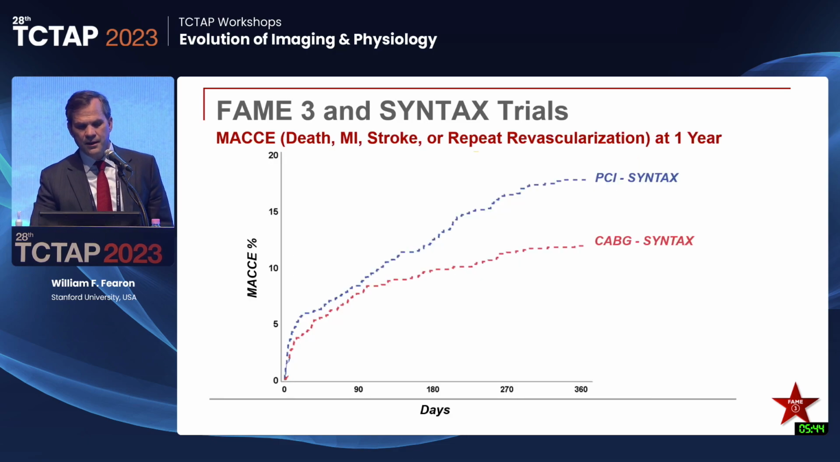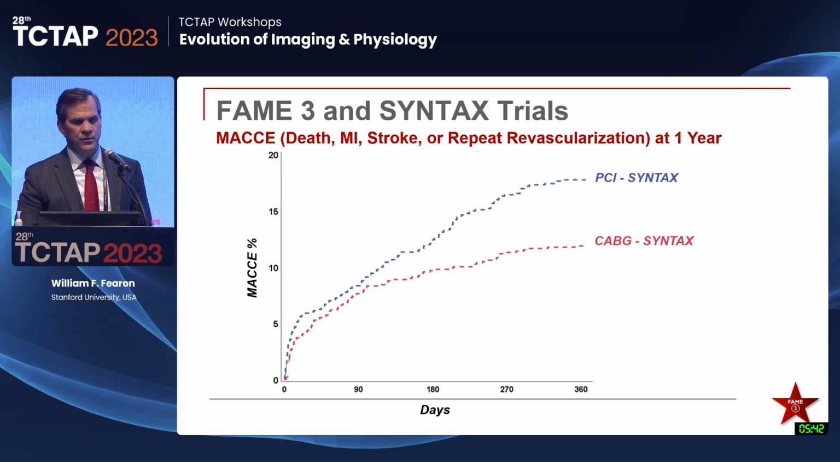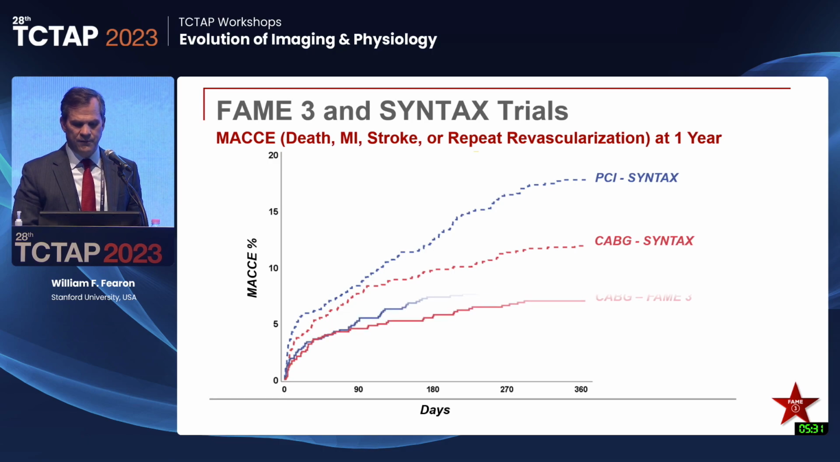Yet when you look at the one-year outcomes, which were defined in a very similar fashion and included the same endpoints, death, MI, stroke, or repeat revascularization, here you see the rates in the syntax trial. When you look at FAME3, you see that both groups, the PCI arm and the bypass arm, performed better than the bypass arm in the syntax study. And the other thing that you notice is that the difference between PCI and bypass has narrowed compared with historical control.